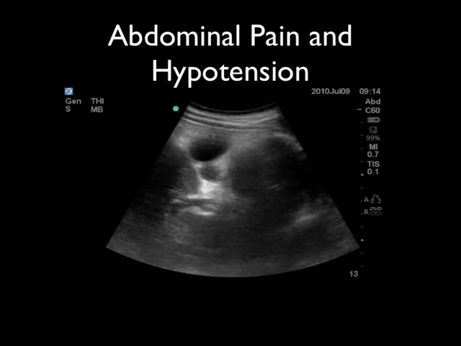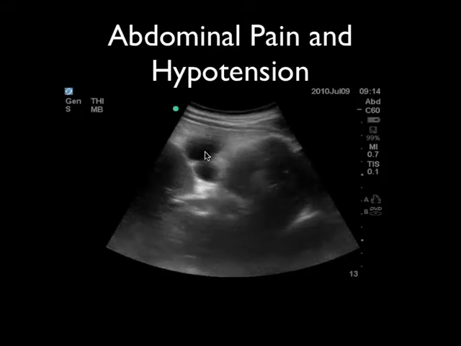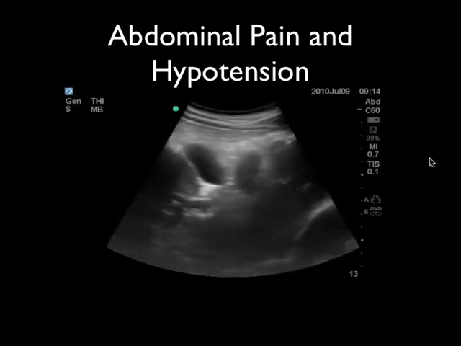So here's this medical student doing this ultrasound, looking at his gallbladder, and we can see his gallbladder here at the top of the screen. Now just kind of watch everything that's going on here.